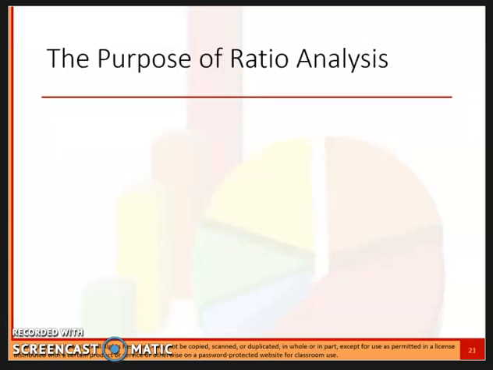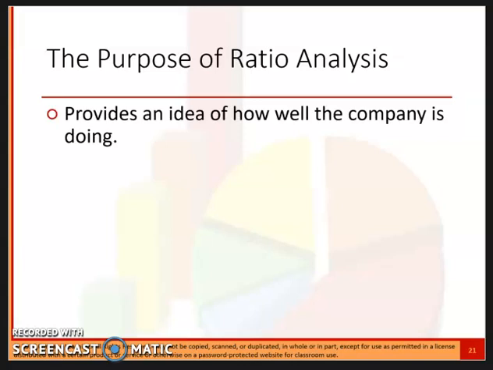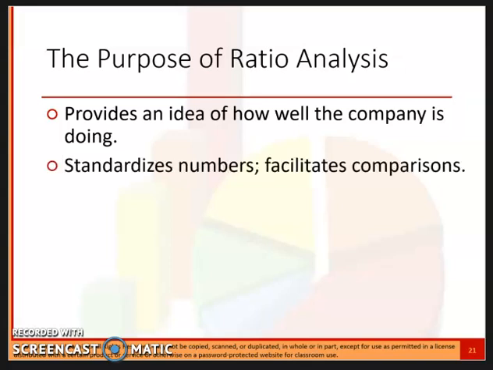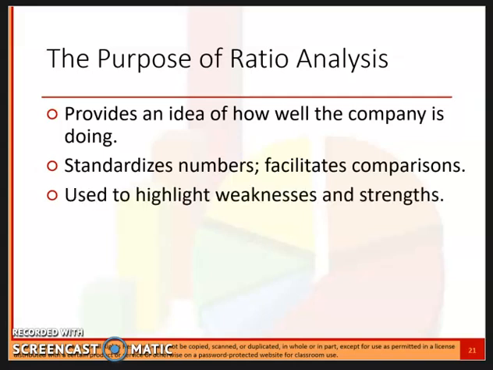So, the purpose of financial ratio analysis. It gives you an idea how well the company is doing. Look at the ratios, and it gives us a quick view without having to look into the financials. It standardizes the numbers so we can compare them. In most cases, you want to be comparing with peers. Sometimes it's difficult to come up with peers, but some companies are operating in the same business or industry. It's used to highlight weaknesses and strengths.